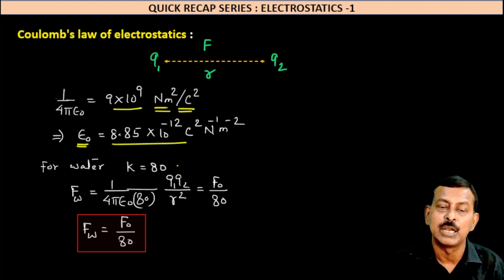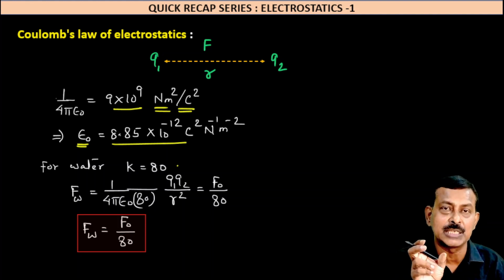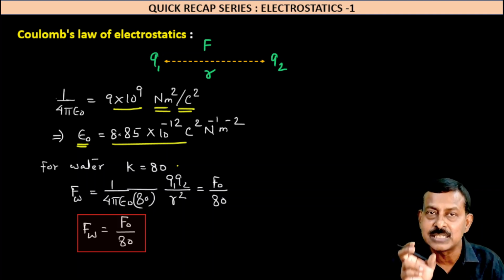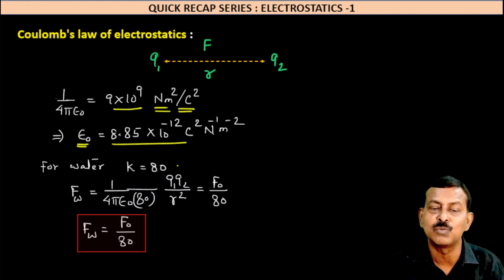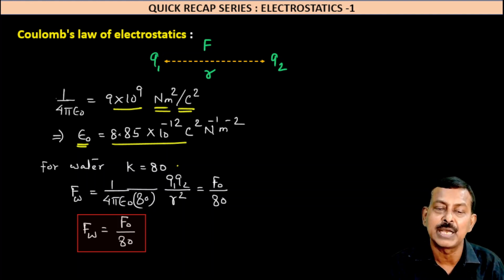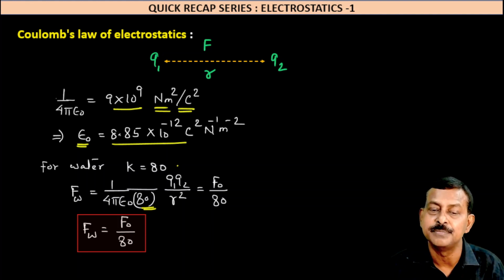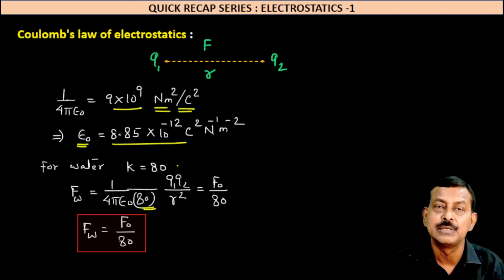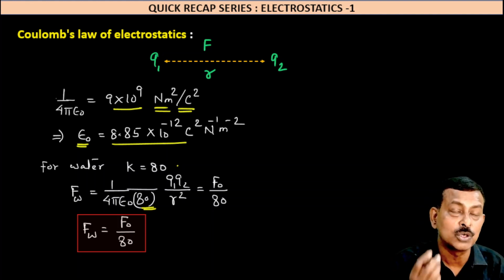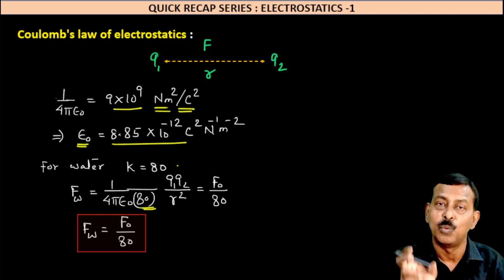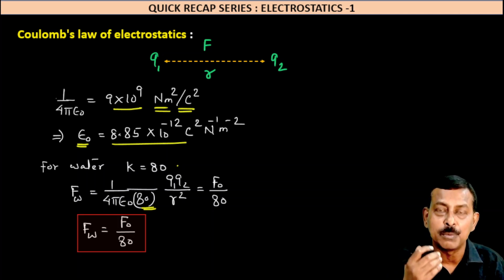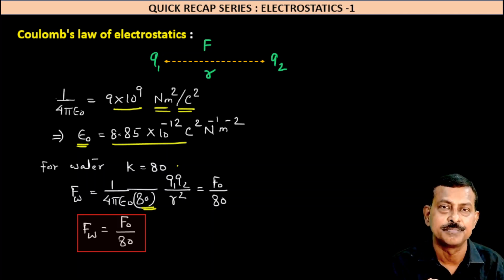Now what does it mean? If I take the same two charges kept at the same separation but in water, the force in water will be 1 by 4 pi epsilon naught Q1 Q2 by R square by 80. It means the force will become F naught by 80, or you can say that the force between the two charged particles at a particular separation when kept in water becomes 80 times less.